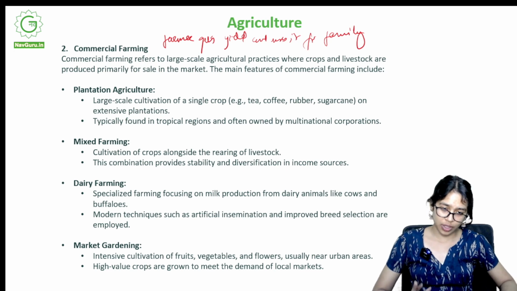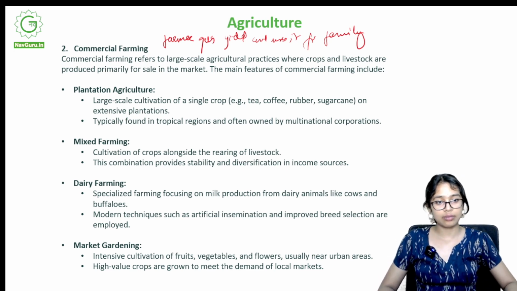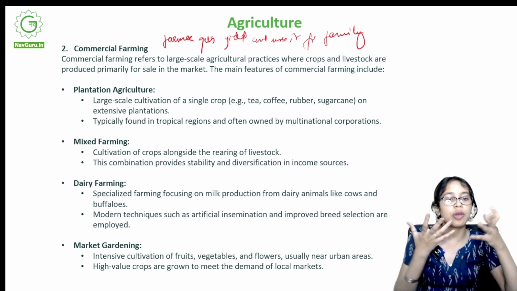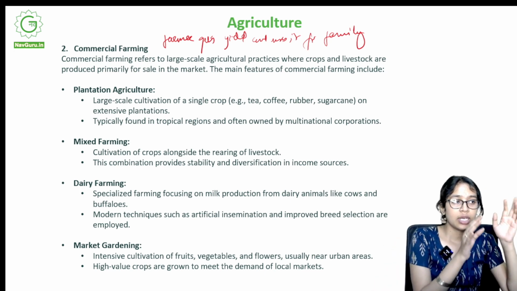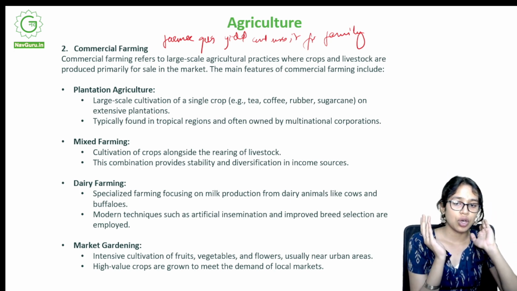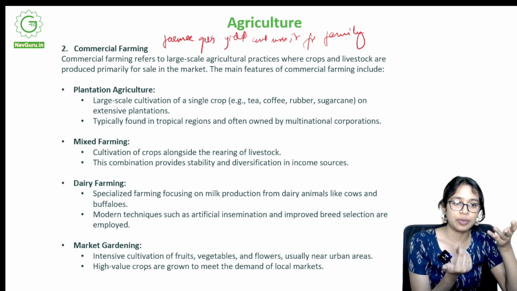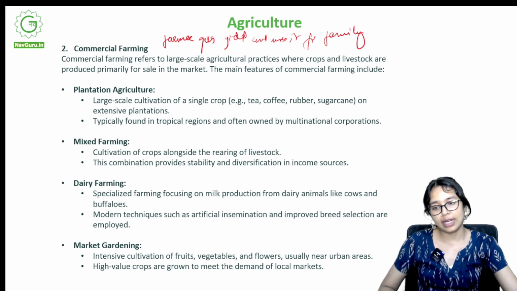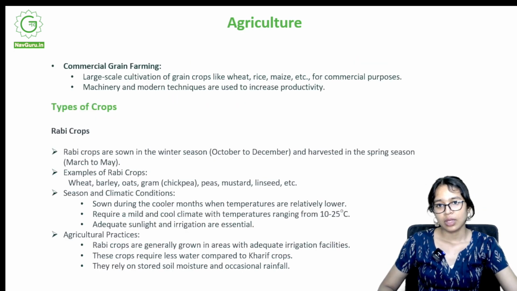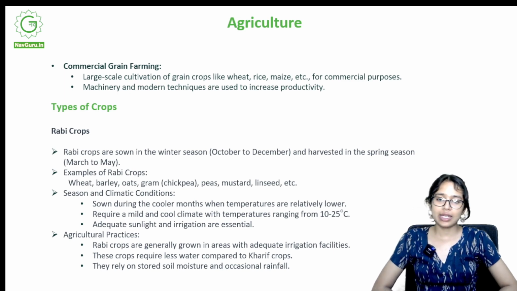So where do these people get these fresh items from? They employ maybe one farmer who lives there, and he's supposed to grow a certain set of crops to fulfill the needs of the urban markets. Okay, so something like that. It's intensive. It usually involves a lesser amount of people. Commercial grain farming, large scale cultivation of grain crops like wheat, rice, maize, etc. for commercial purposes. Machinery and modern techniques are used to increase productivity.